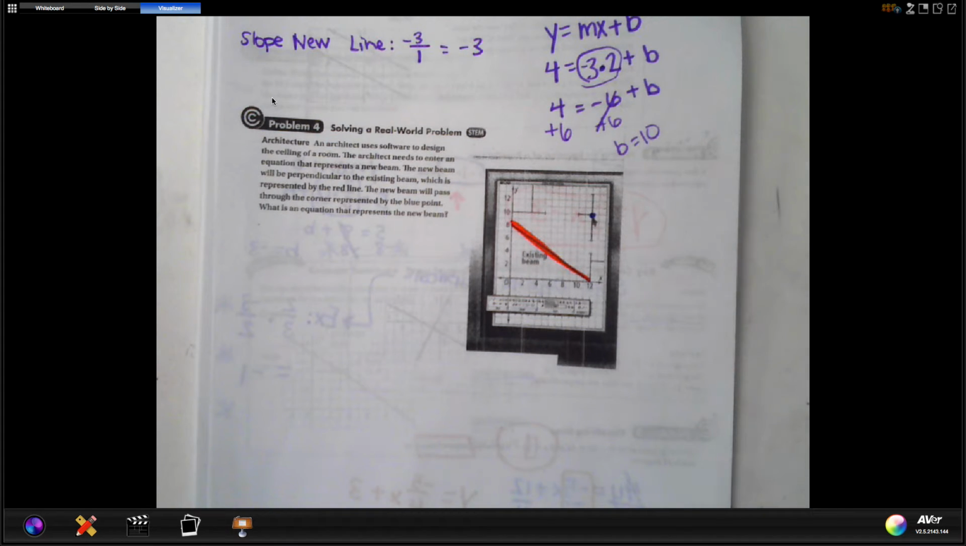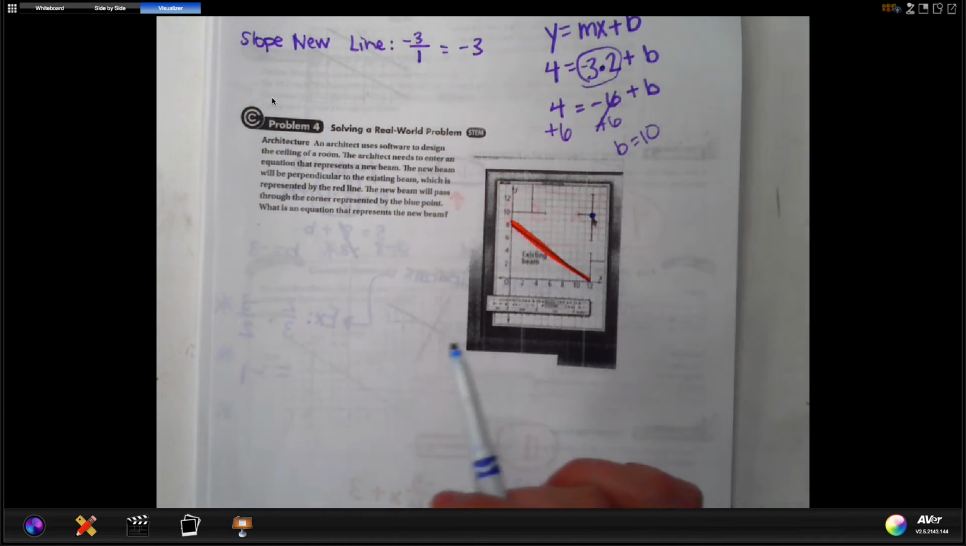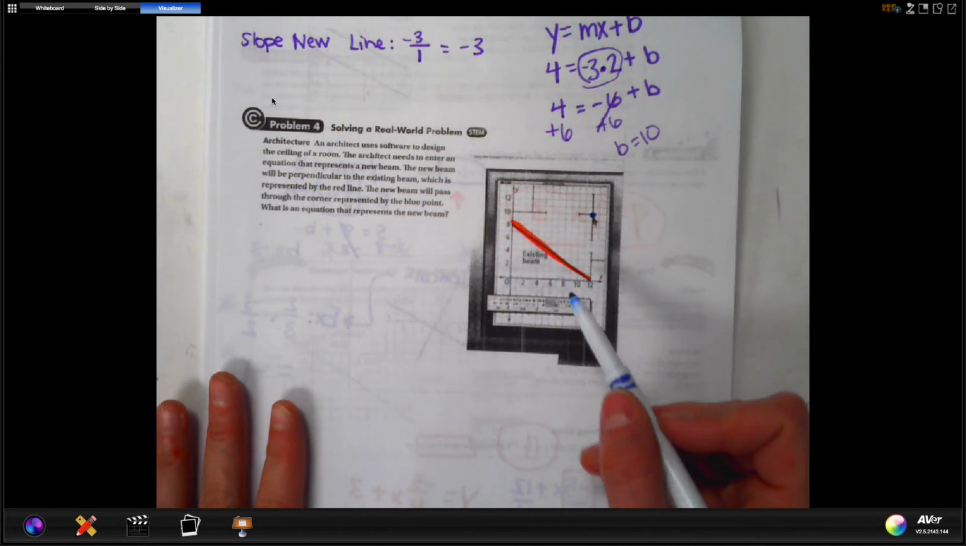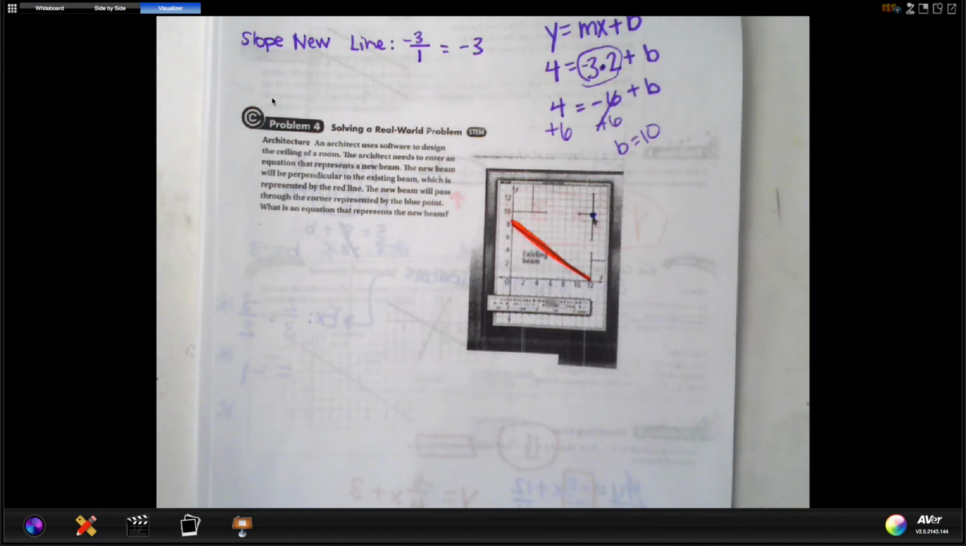Now, here's what we got. On our first one, it needs to be perpendicular. So we need to know the equation for the red line, or at least the slope, don't we? How do we find the slope of the red line? Starts with an R. Rise over run. Let's go.